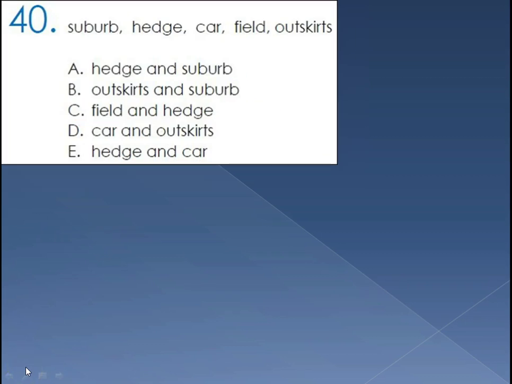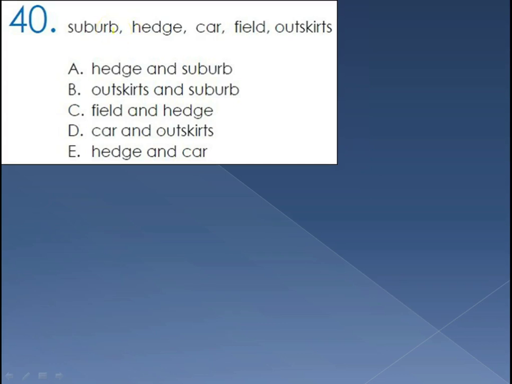Next one, it says suburb, hedge, car, field, outskirts. Looking at this one, similar meaning words. So again, I would look through this and I would say, okay, is there any word that's similar to car here? I would be looking to say the word vehicle. I'd put them two together. No, there's no there. Another word for field. Is there any other word similar here to field? Hedge is something that goes around the field, but you wouldn't replace, the cows graze on the field, the cows graze on the hedge. It's not the same similar meaning.